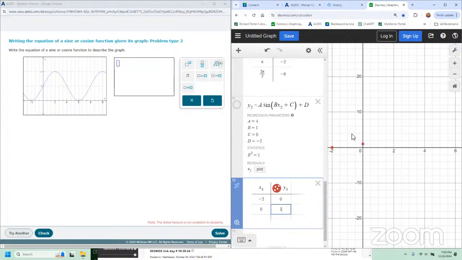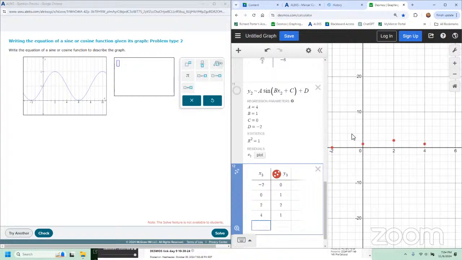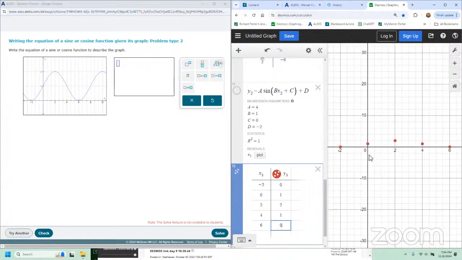0, 1. Right? And when's it at the top? 2, 2. 2, and it goes all the way up to 2. Okay, and then the next one is 4, back in the middle at 1, and then 6, it's at the bottom. Okay, and that's what it looks like.